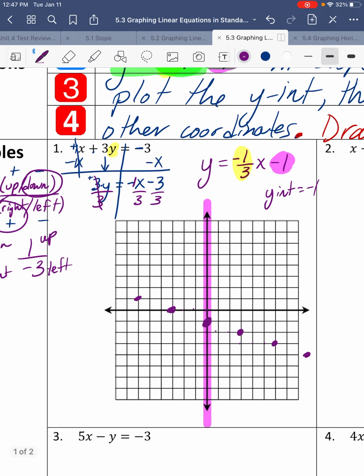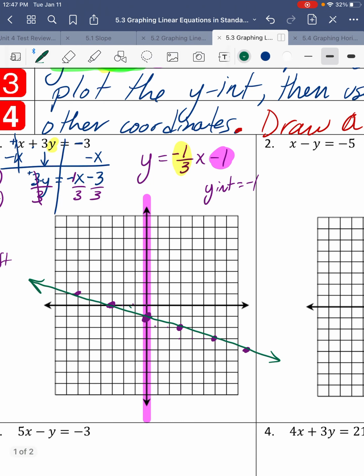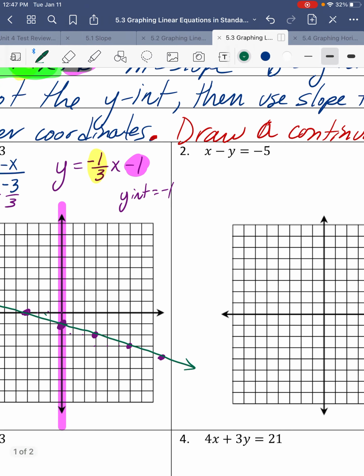And the last step, what I have in red there, is draw a continuous line. That sounds a lot more complicated than it really is. Continuous line just means it's a line that has arrows on the end, that it continues. So I draw the line straight through all the points, and I keep going beyond the coordinate plane, drawing arrows saying that the graph keeps on going in those directions forever.